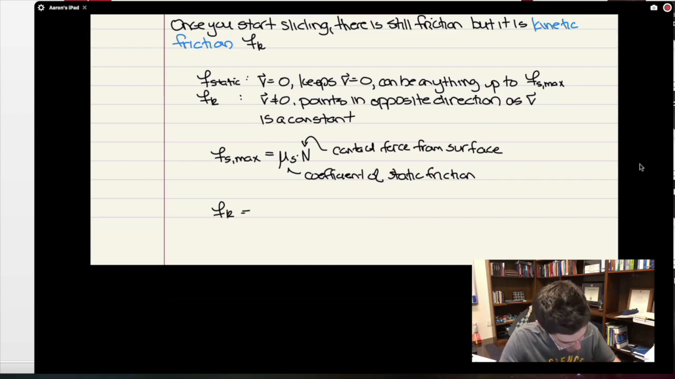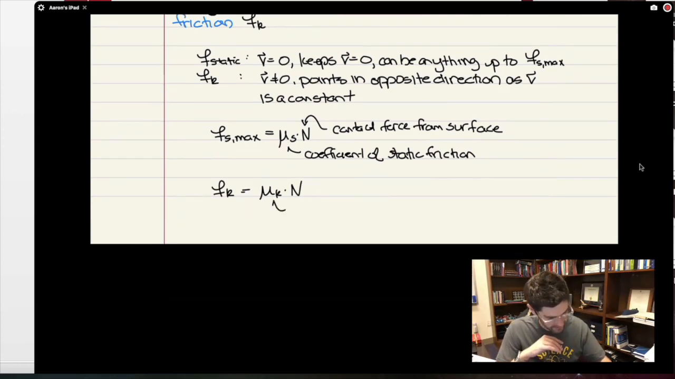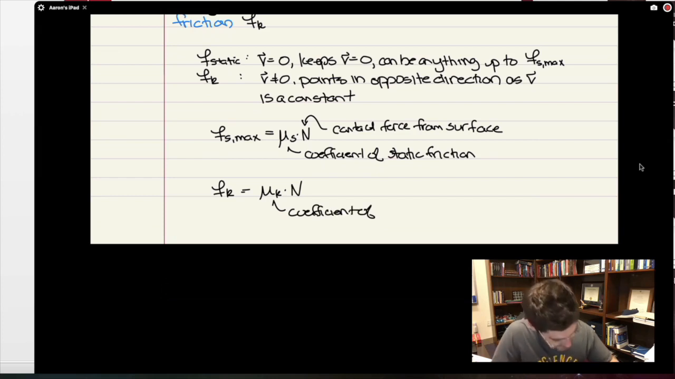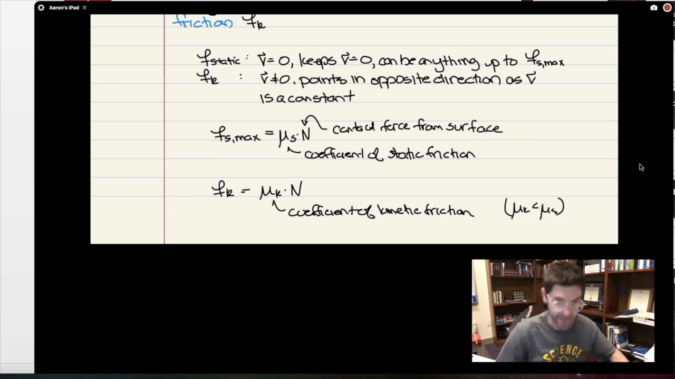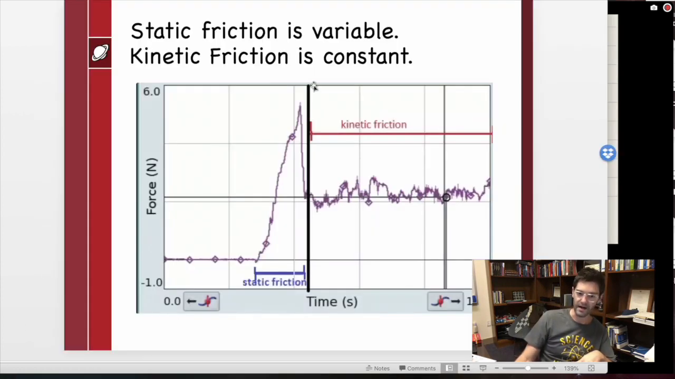If static friction fails, then it becomes kinetic friction, which is the same formula, but a different coefficient. So we say this is the coefficient of kinetic friction. The kinetic coefficient is, by definition, always less than the static coefficient, which is why, of course, the force drops when things start to move.